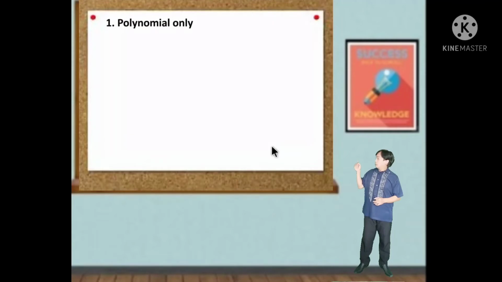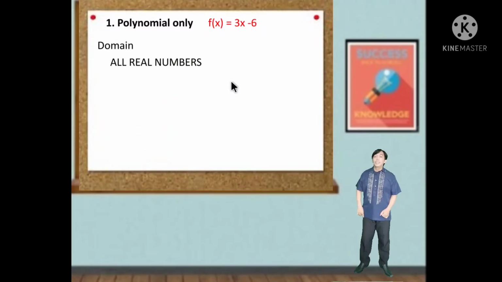Example tayo. Number 1, polynomial only. Basta makakita ka ng isang polynomial function, walang denominator, walang square root, ito lang ang sagot. Ang domain niyan, all real numbers. Pwede mo siyang isulat. Domain, all real numbers.